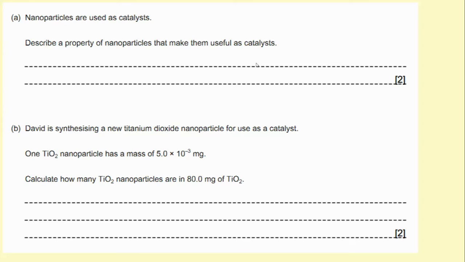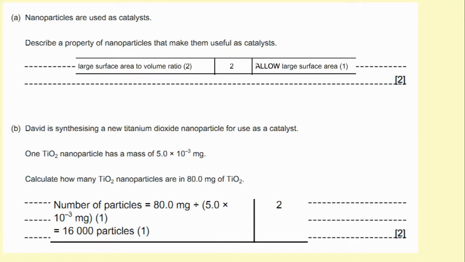Okay, so it wants us to describe a property that makes them useful as catalysts, and then it wants us to do a calculation around the size of nanoparticles. So for why it's useful as a catalyst, it wants this idea of a large surface area to volume ratio. If you've just put large surface area, then you only get one mark. It needs to be the idea that it's a large surface area to volume. So we need this idea that it's a ratio of the surface area to volume.